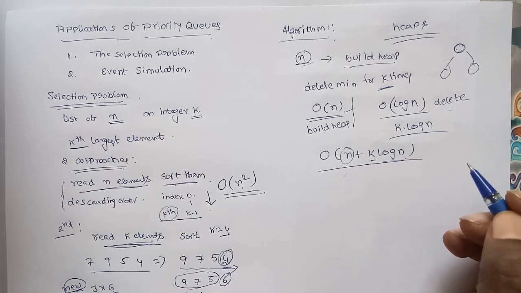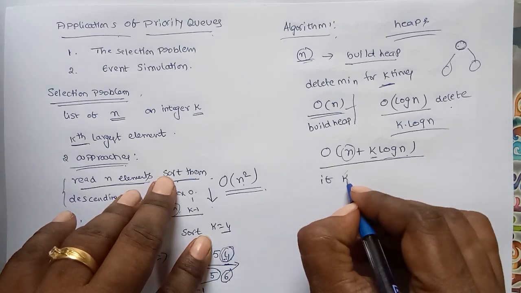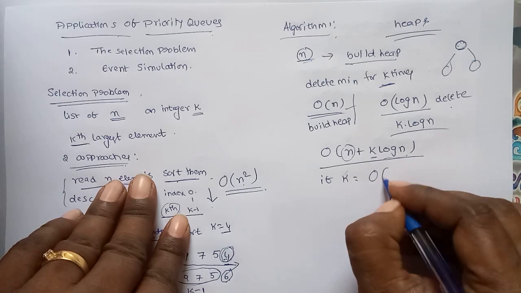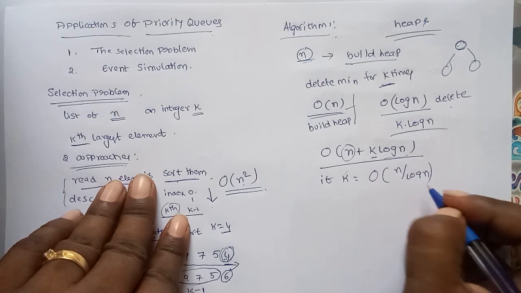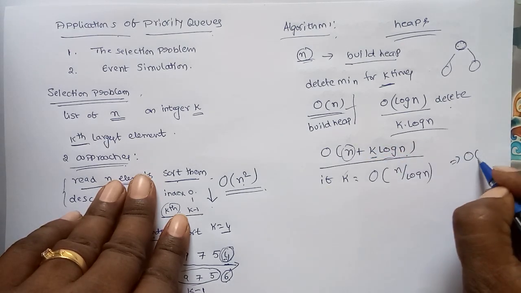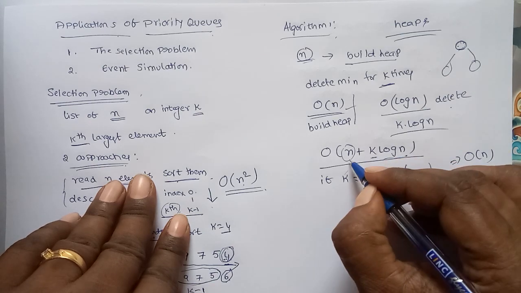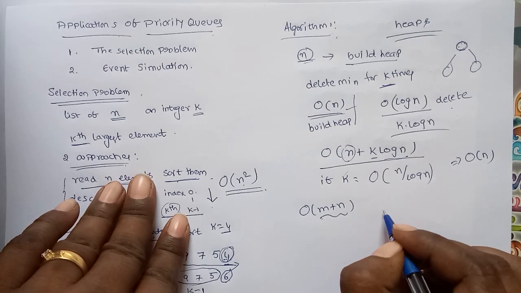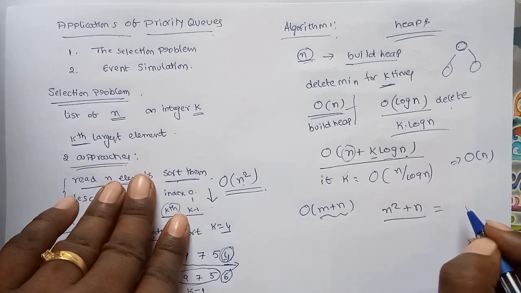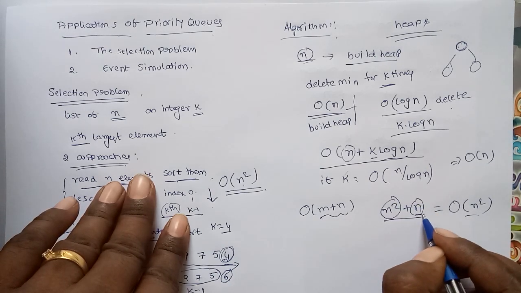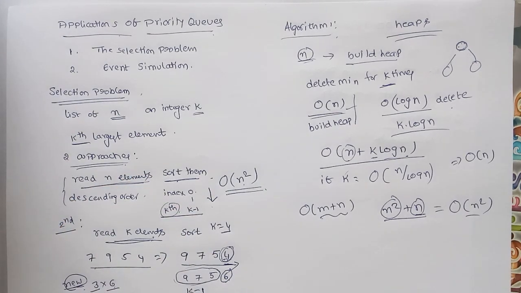Okay, depending on the value of k. Suppose this is our assumption: if k is equal to big O of n by log n, then automatically the running time is big O of n. So this value is smaller. So you already know in big O notation, for example n square plus n, what is the time complexity? Big O of n square. So if a larger and a smaller term occur, no need to represent the smaller, only represent the largest, that is the maximum value.